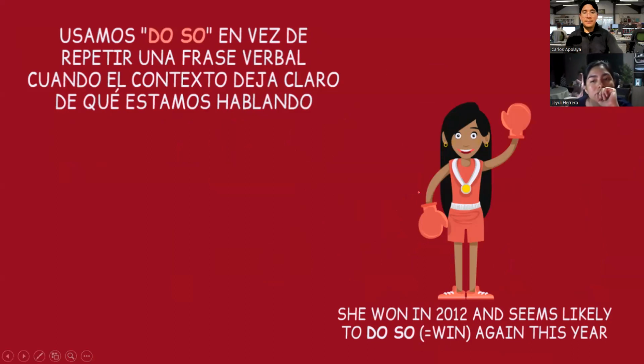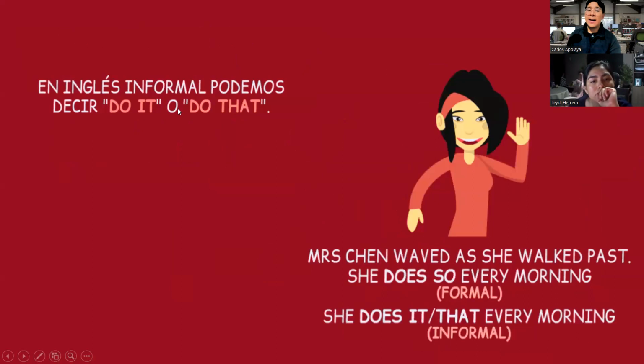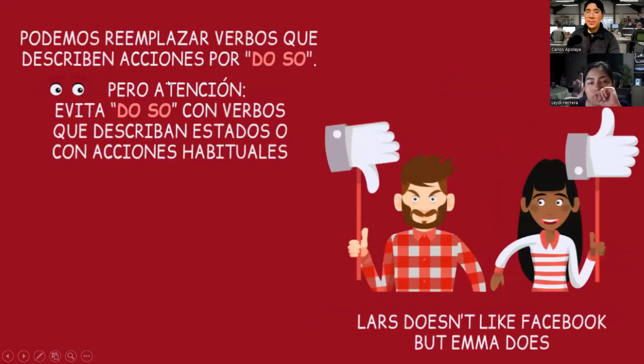Next part. En inglés informal podemos decir "do it" or "do that." "Mrs. Chang waved as she walked past." "She does so every morning." "She does it every morning." Okay. More examples. Podemos reemplazar el "do so" por verbos que describen acciones. "Lars doesn't like Facebook, but Emma does."